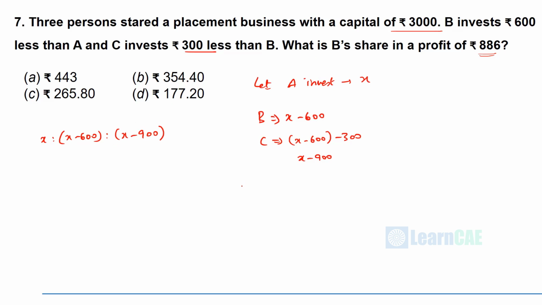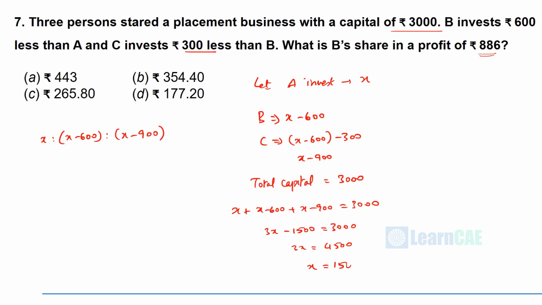So the total investment or capital is rupees 3000. This is nothing but the investment of A plus B plus C, that is X plus X minus 600 plus X minus 900 is equal to 3000. This is nothing but 3x minus 1500 is equal to 3000. So 3x will be 4500 and x will be 1500.